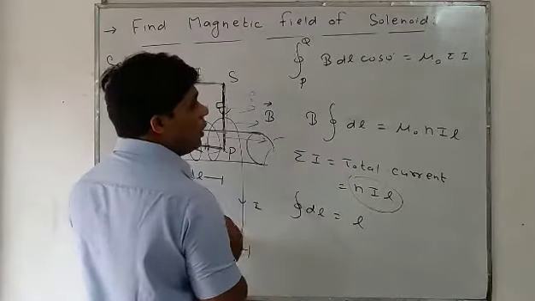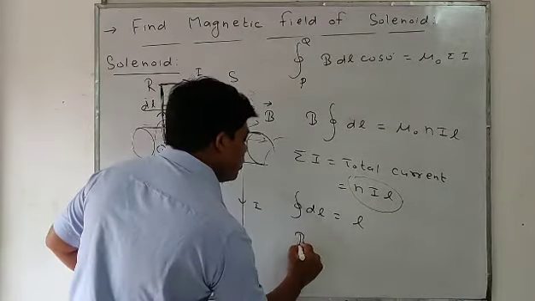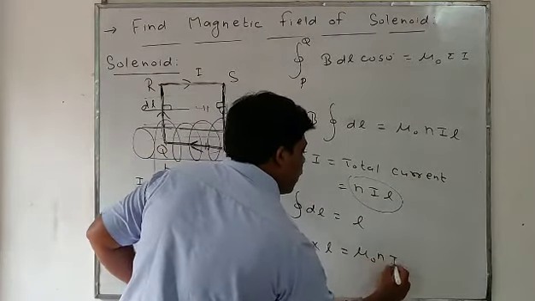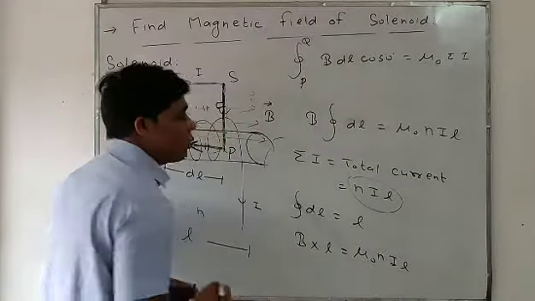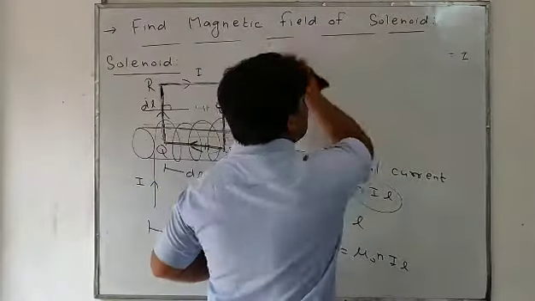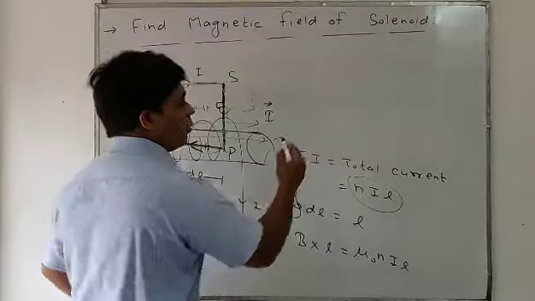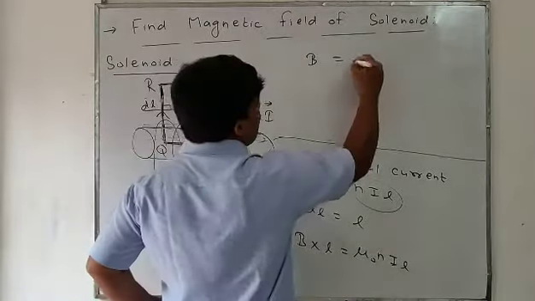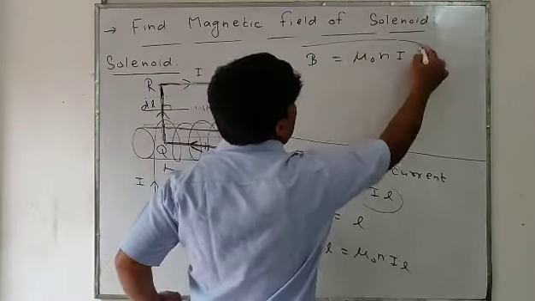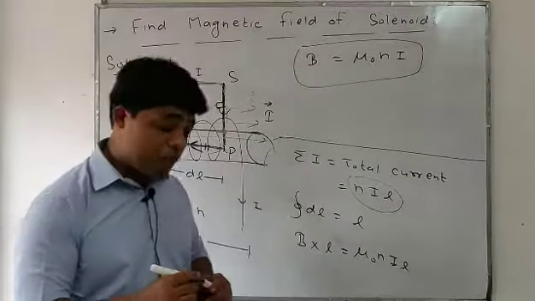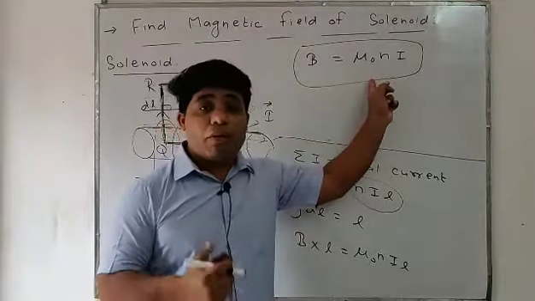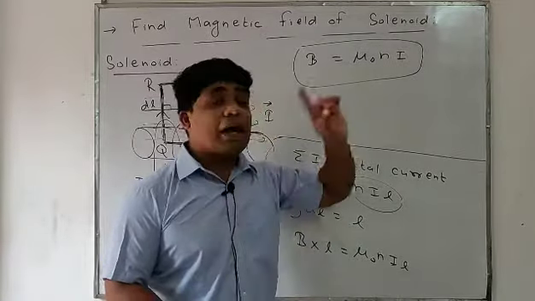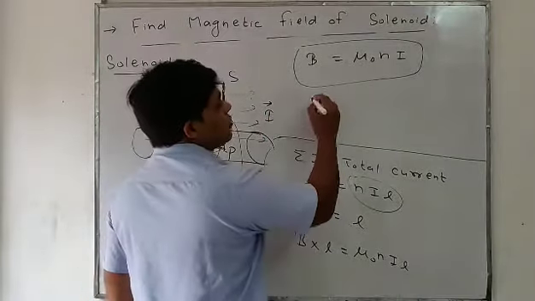So finally, instead of dL we will write L, and mu naught NIL. Now students, L and L cancel out. And this side we are having only B and mu naught nI. So we got the magnetic field of the solenoid. How much magnetic field is generated by a solenoid? B equals mu naught nI, where mu naught is permeability, small n is number of turns per unit length, and I is total current.